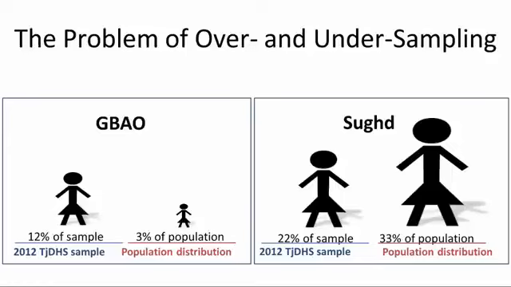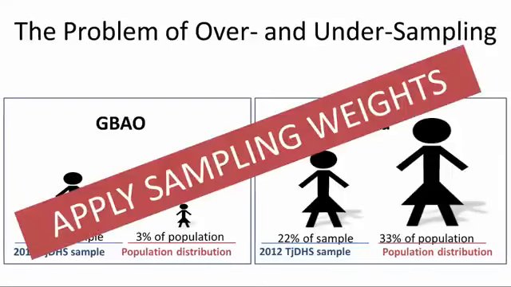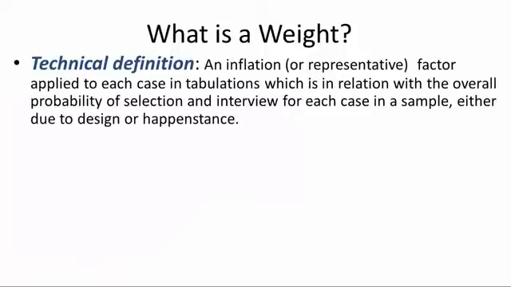To restore the representativeness of the sample and to correct for this deliberate over and undersampling, DHS applies sampling weights to the sample. So I bet you're wondering, what exactly is a weight? The technical definition of a weight is an inflation or representative factor applied to each case in tabulations, which is in relation to the overall probability of selection in interview for each case in a sample, either due to design or happenstance.